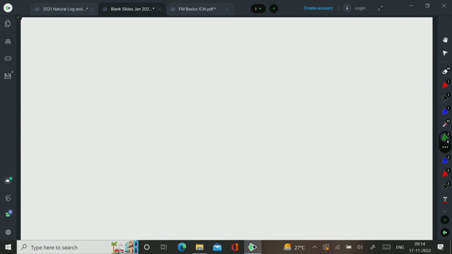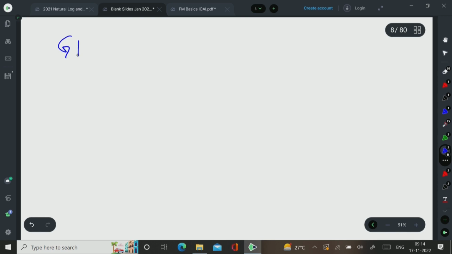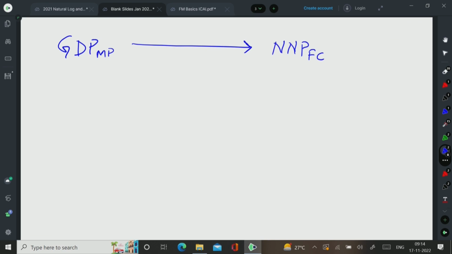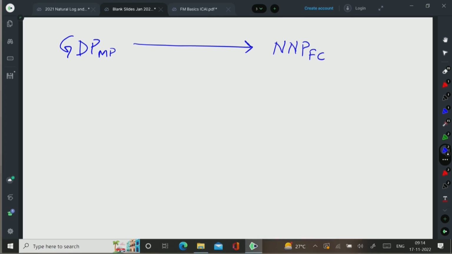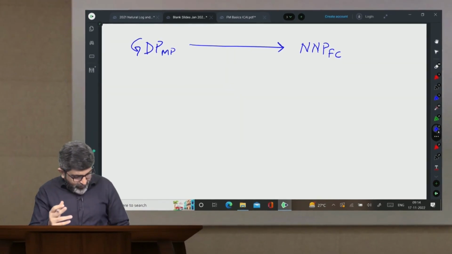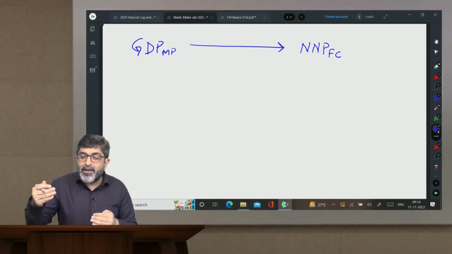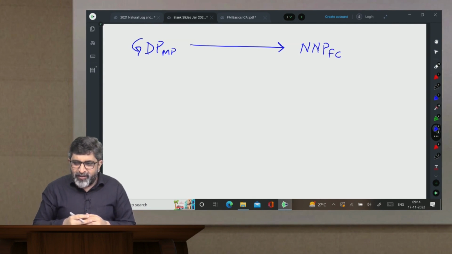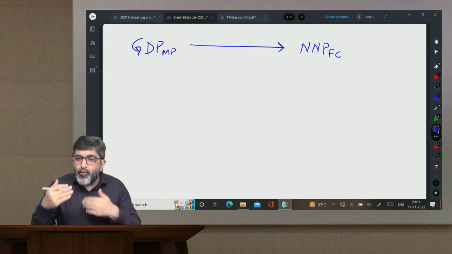Suppose you have been given GDP at market price, and from here you have to land up at NNP at factor cost. How would you do that? That is the question. From GDP at market price, I am asking you to land up at NNP at factor cost. Can you think and tell me how would you do that?